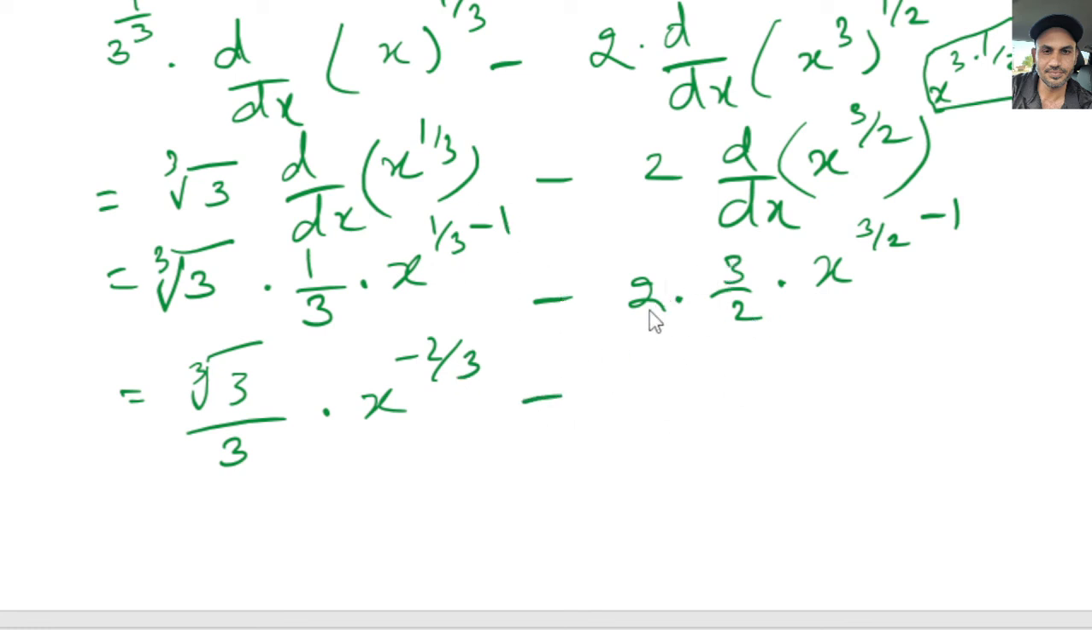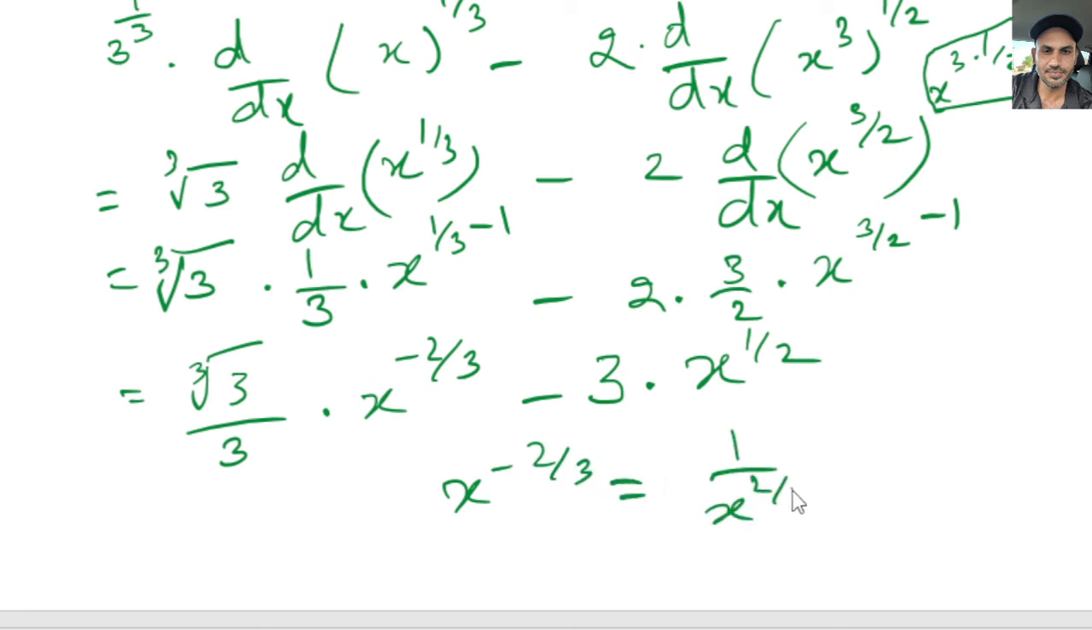Minus 2 times 3/2, they cancel each other, the 2 in the numerator and 2 in the denominator, so we can cancel these. So we are just left with 3 times x to the 3/2 minus 1, which is just x to the 1/2. And now we can simplify it further. We know that x to the negative 2/3 is the same as 1 over x to the 2/3. And we already know that x to the 1/2 we can write as just a root sign. So we can go ahead and simplify it further.